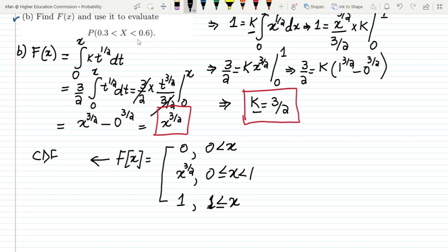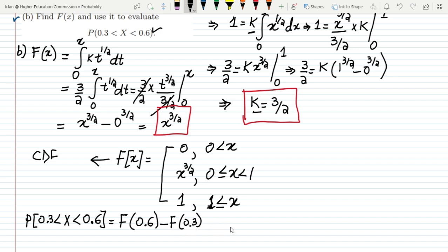After it, what do we have to find out? We have to find the probability that x is greater than 0.3 and less than 0.6. Using the CDF, I have to find the CDF of the higher value, which is 0.6, and from it subtract the CDF of the lower point, which is 0.3.